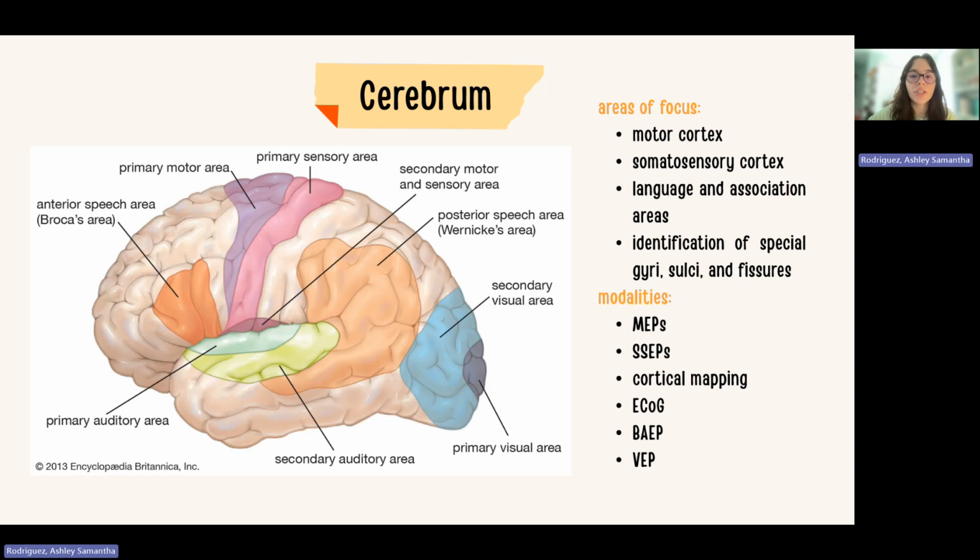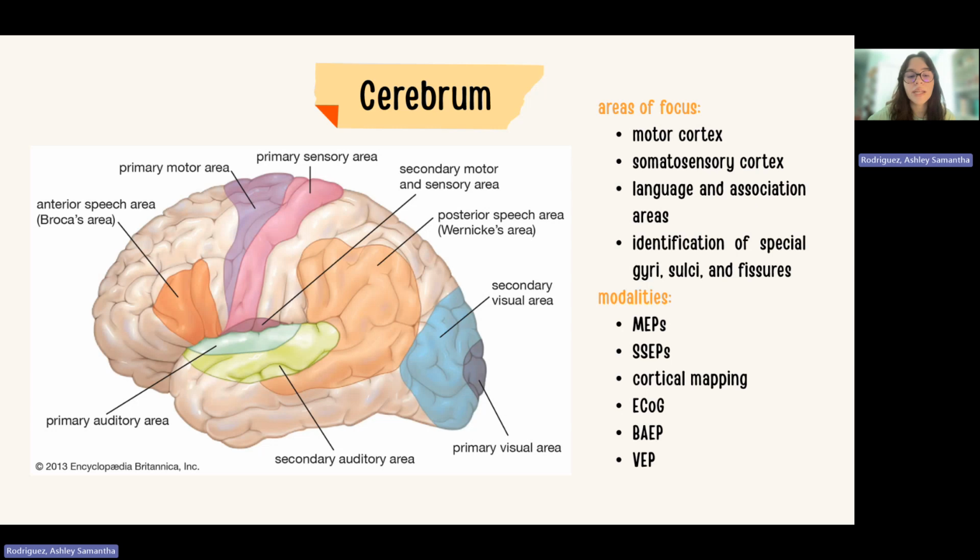Then we have the language areas, which are Broca's and Wernicke's areas. Broca's area shows up in orange here. It's located in the inferior frontal gyrus, and its collective function is to produce speech, and it has three different portions. We have the opercular part, the triangular part, and the orbital part. And they each have their own functions and processes.